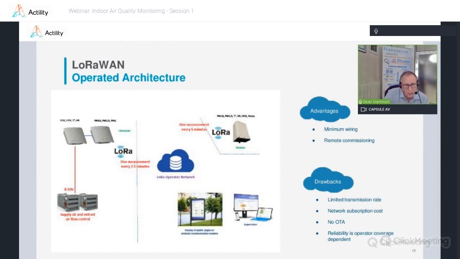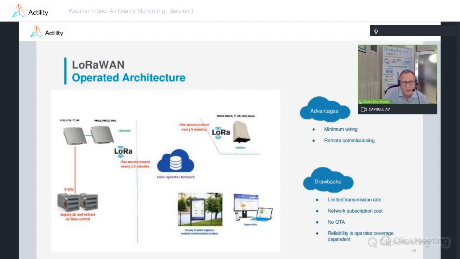And I especially want to mention that the air quality is measured every 5 minutes and sent every 10 minutes in a telegram which contains the 4 measurements. So even if this is an architecture for an operated LoRaWAN network, we are allowed to have a higher rate. That's what is allowed in the transmission rate in terms of measurement.